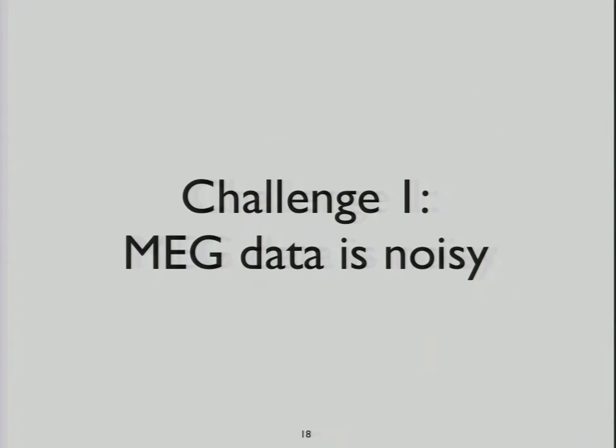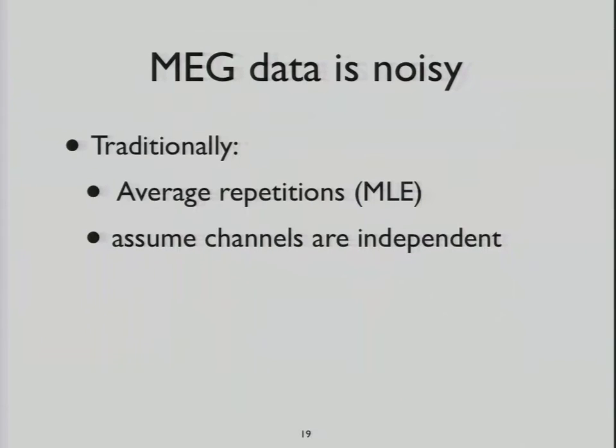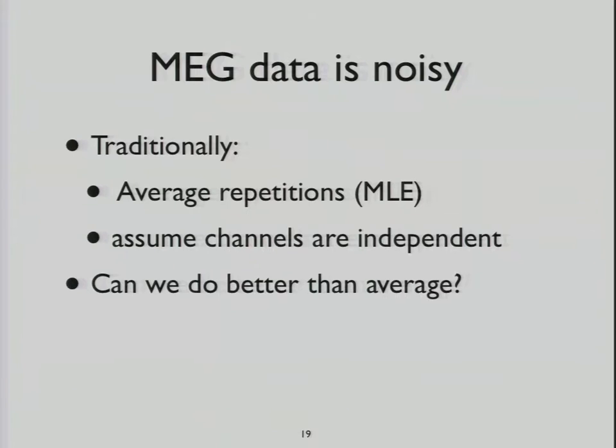So the first challenge is that MEG data is noisy. Traditionally, the way people deal with this challenge is by just getting a lot of repetitions of the same word and averaging them together. This assumes that the channels are independent. And the question we're trying to answer is whether you can do better than just taking the average.